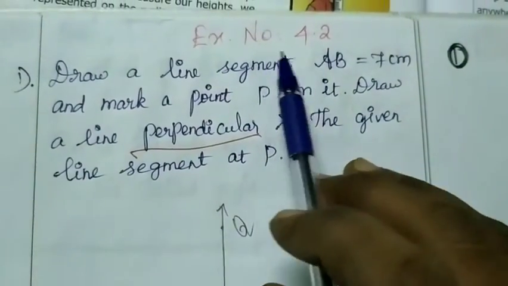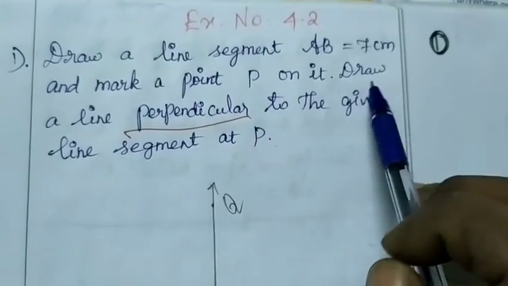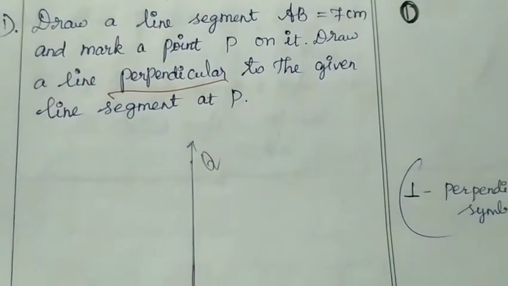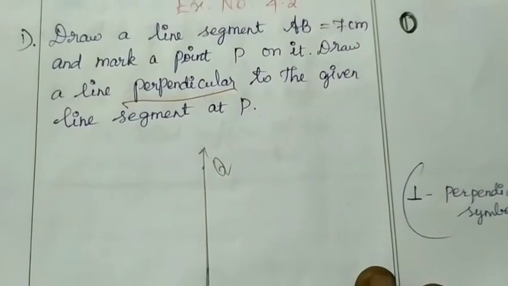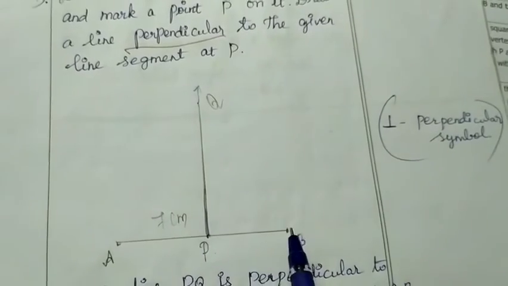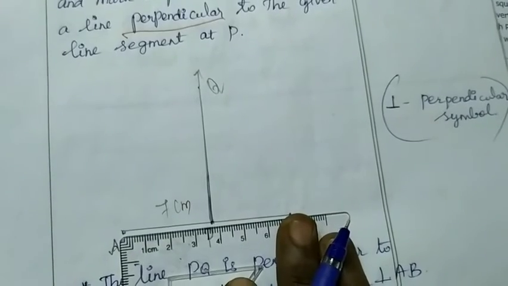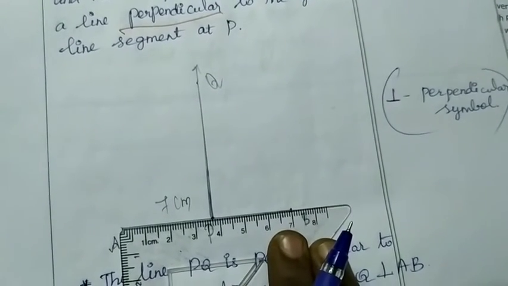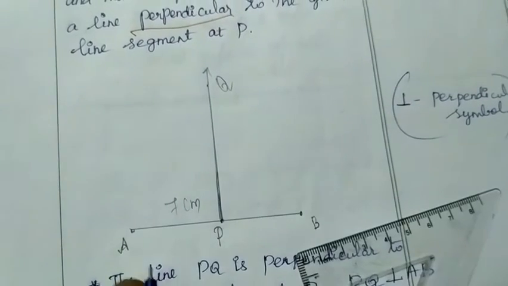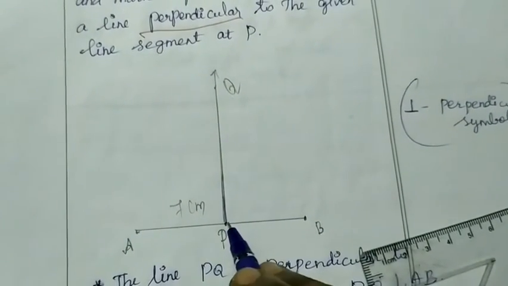See exercise 4.2. Draw a line segment AB equal to 7 cm and mark a point P on it. Draw a line perpendicular to the given line segment at P. This also uses the same method as the example. The measurement AB equals 7 cm is given, so take your scale and measure 7 cm. I have already marked AB equal to 7 cm, given the names to the ends A and B, and taken a point P at the center.